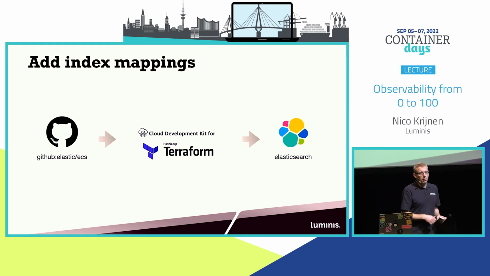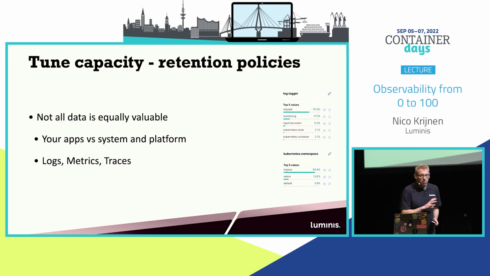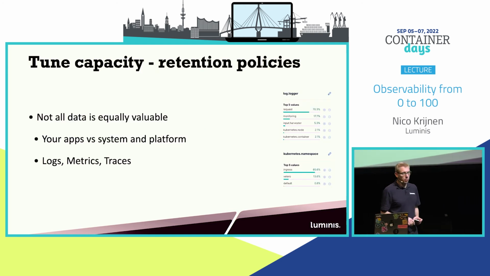We actually used a bit of Terraform code to automatically put that configuration into Elastic for all our clusters we have. But it's important to do that part. I see a lot of people just running with dynamic index mapping, and that doesn't work.